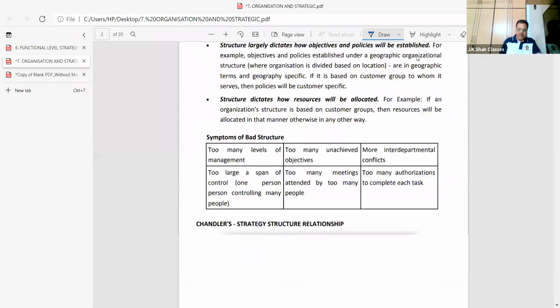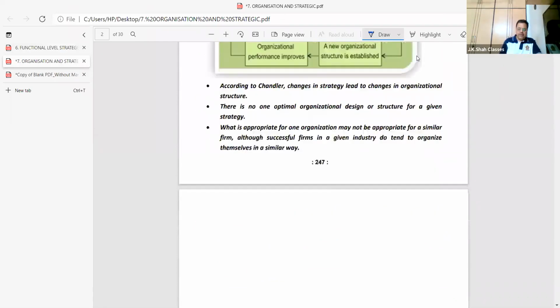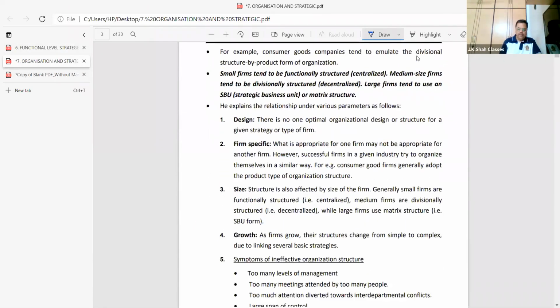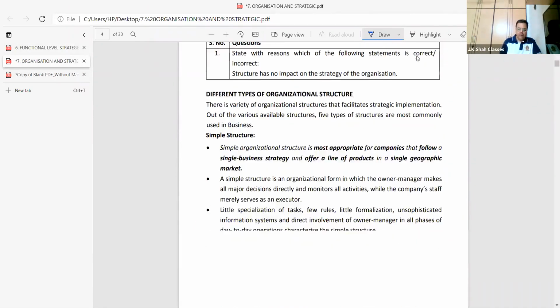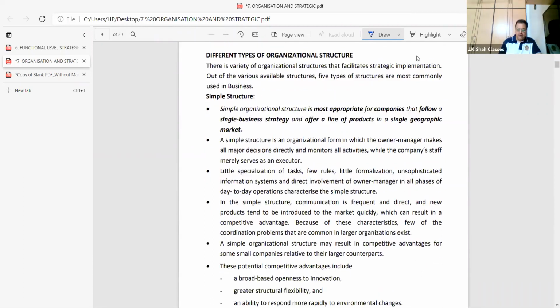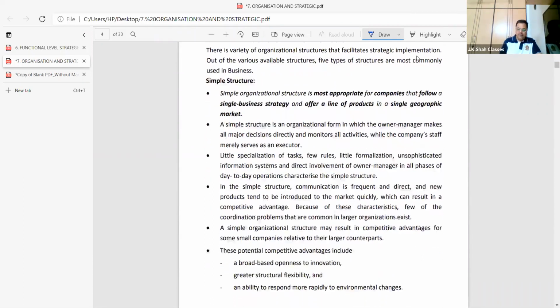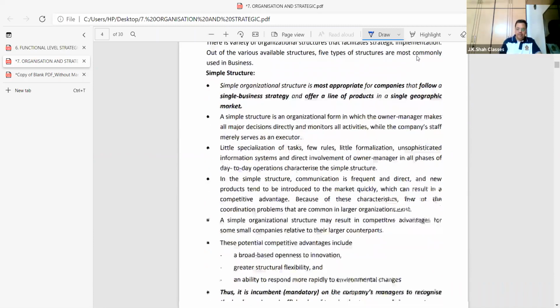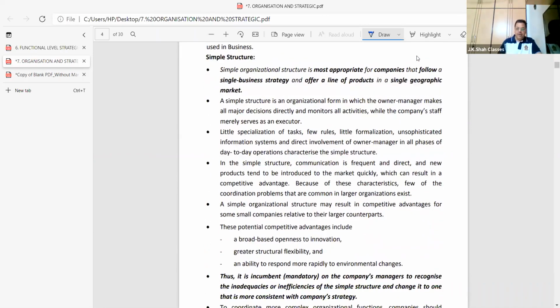Yesterday we did this part. Now see this. Simple structure. What example I gave was the best. You can read this. I can tell you which points are important.